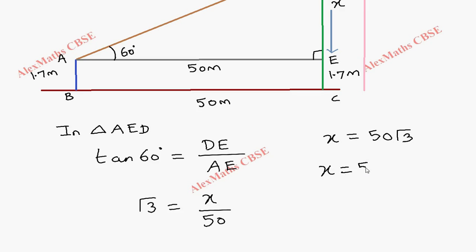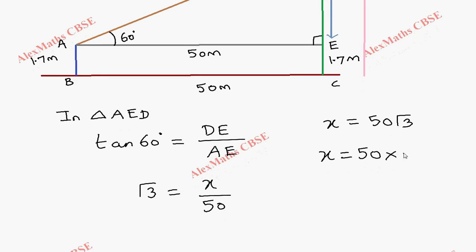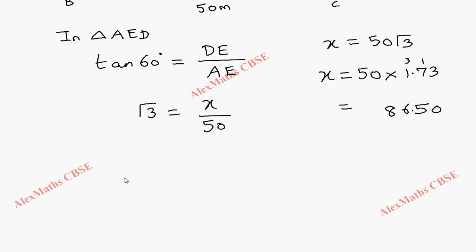Now in the question they have given to use root 3 as 1.73. So let's take 1.73 and multiply by 50. 5 3s are 15, 7 5s are 35, plus 1 is 36, 5 1s are 5, adding 3 we get 8. We have to put one more 0 and move 2 decimal places. So we get 86.5.